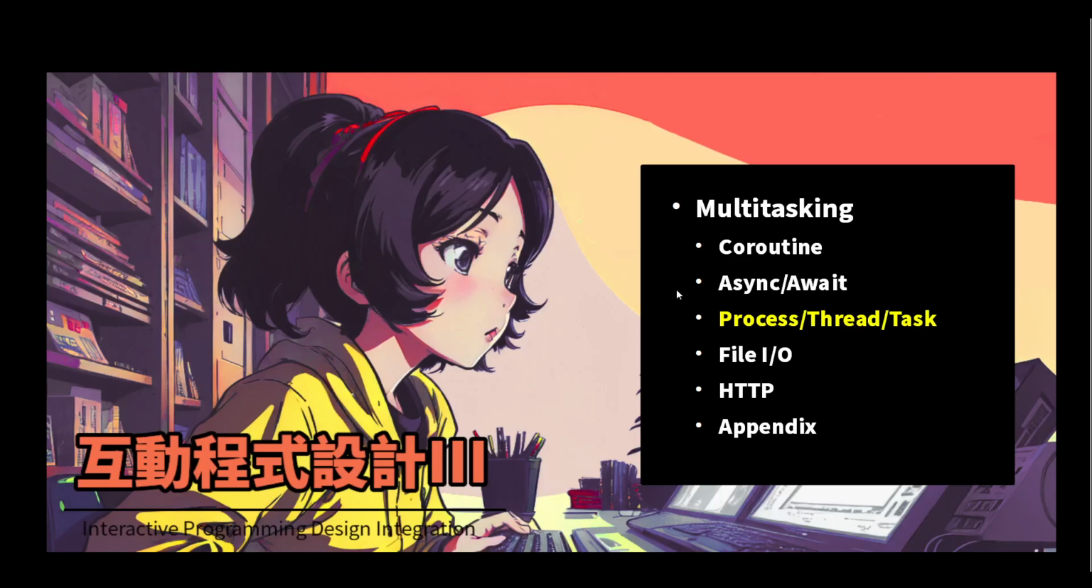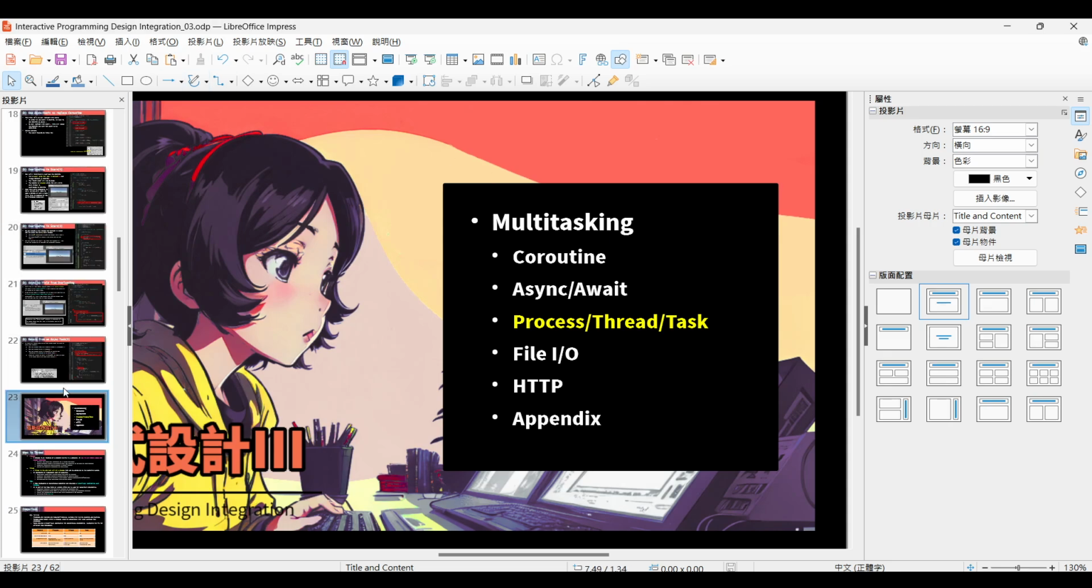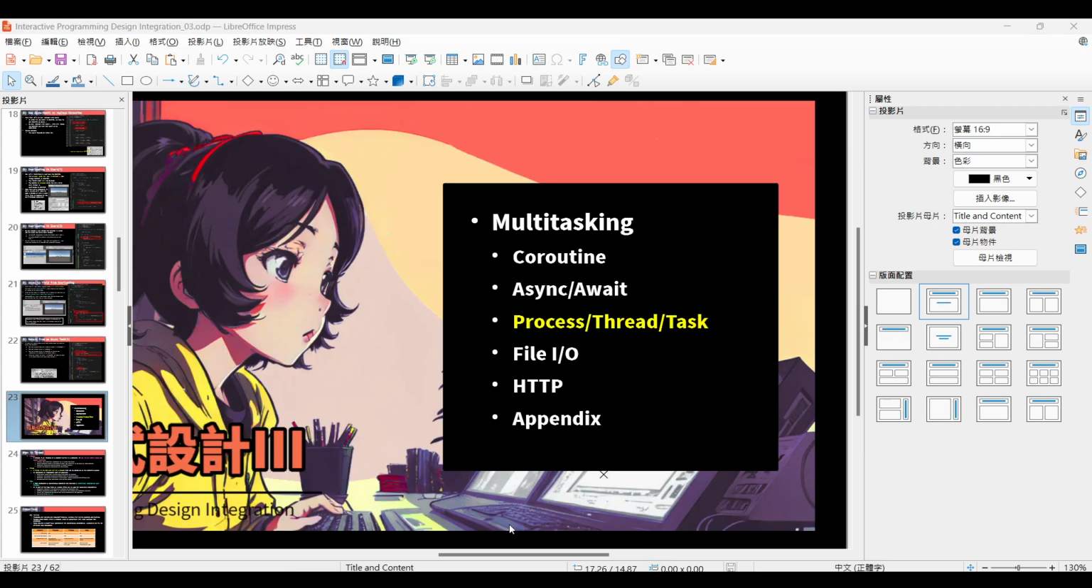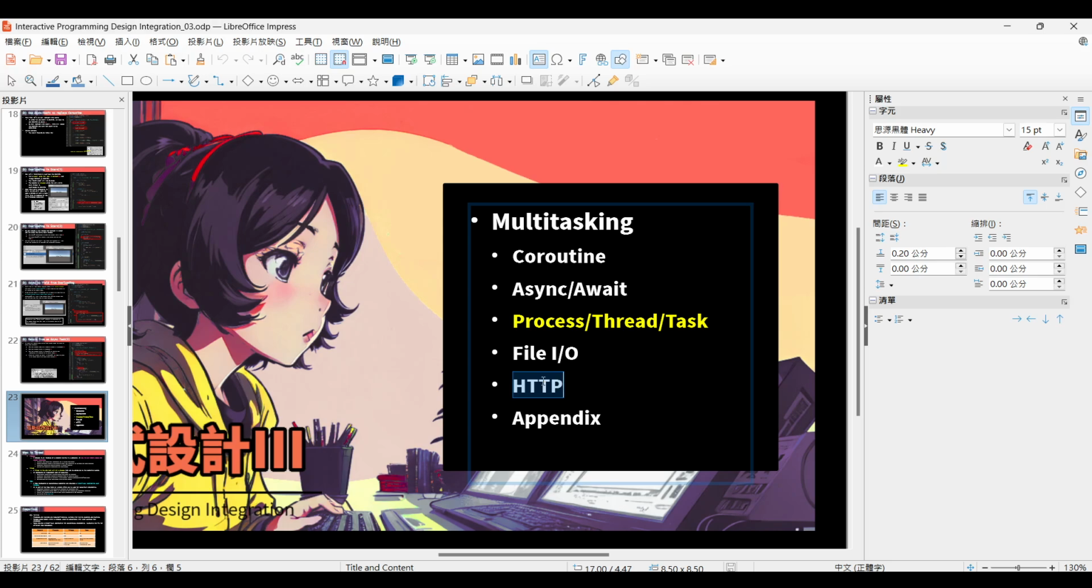Okay, so I think we can take a 10 minutes break. And after that, we're going to explain the difference between a process and a thread and a task. And after that, we are going to explain the most difficult part of today. We're going to use a file and HTTP. That means we can open some file in Unity or read some internet pages from HTTP. Okay, right. Let's take a 10 minutes coffee break.